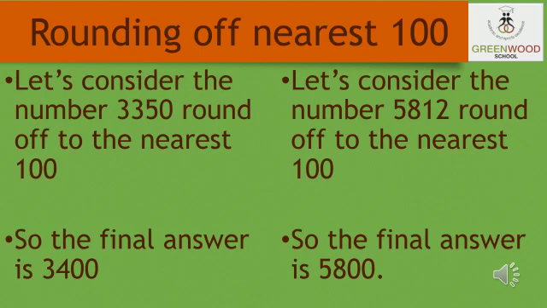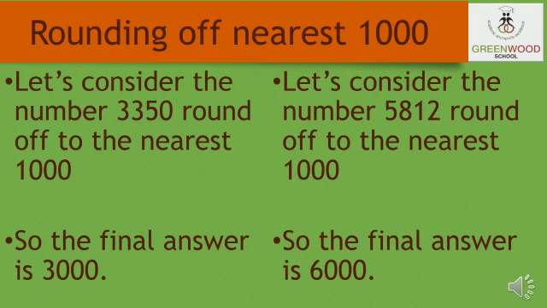Since the digit in the smallest place is less than 5, round down has to be done, and the digit remains unchanged. Every other digit becomes 0. So, the final number is 5800.